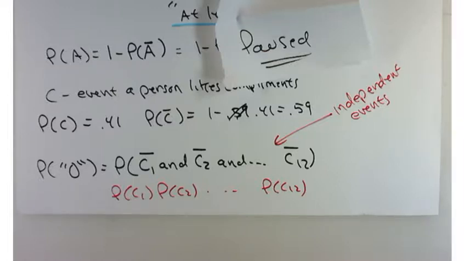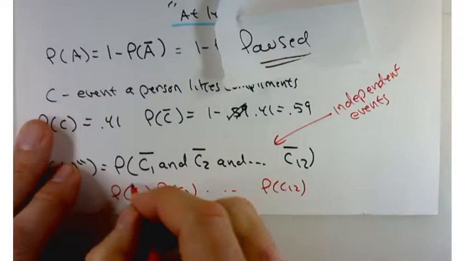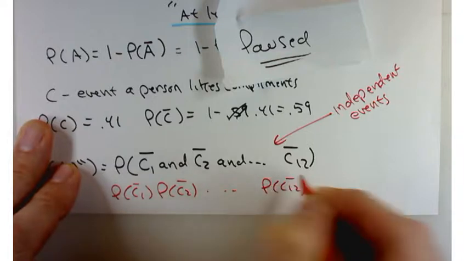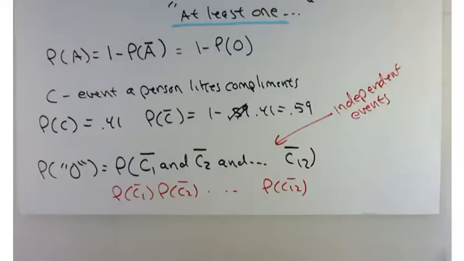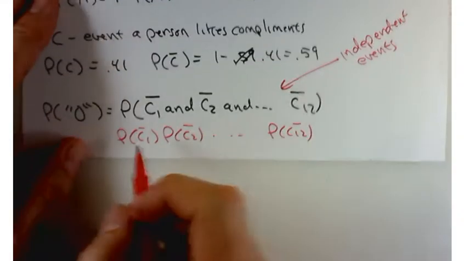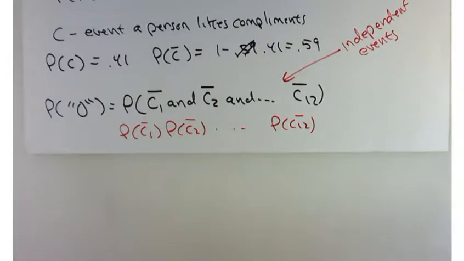That should be pretty close to one. Yeah, these should all be C bar. The probability that you find somebody that doesn't like a compliment.